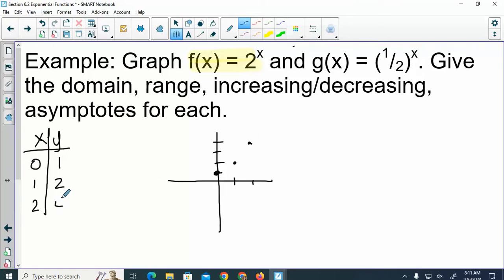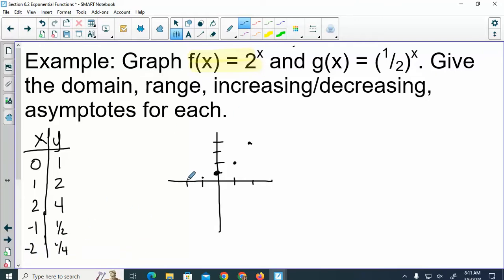Let's put in some negative numbers and see. If I put in a negative 1, a negative exponent just flips it, so it gives us 2 to the negative 1, so 1/2. So negative 1, 1/2. Let's try negative 2. So that would flip it, so it'd be 1 over 2 squared.